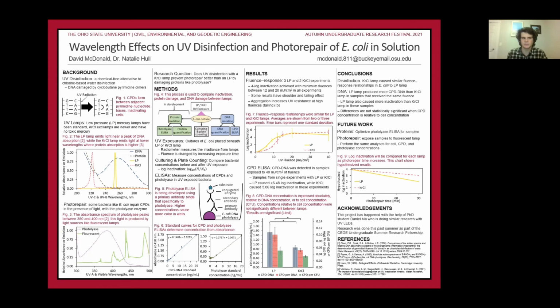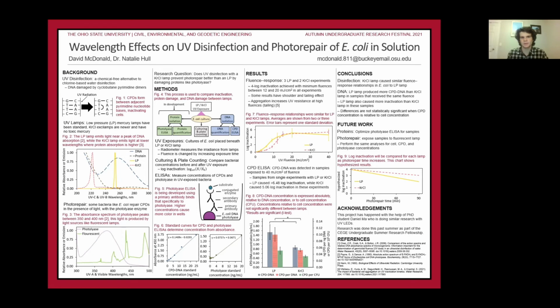In conclusion, the krypton chloride lamp was found to produce similar disinfection to the low pressure lamp in terms of bacterial inactivation as measured by plate counting. The low pressure lamp did produce more CPD DNA than the krypton chloride based on CPD ELISA results from samples that received the same fluences. Though the low pressure lamp also caused more inactivation in these samples, and the differences in CPDs are not statistically significant when cellular concentration of the samples are accounted for.